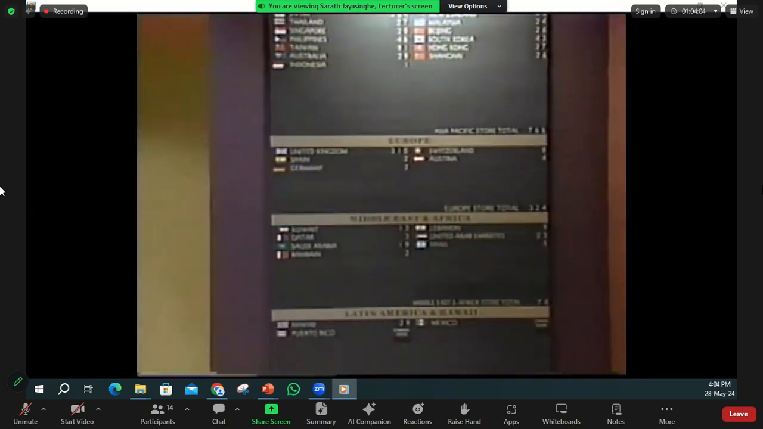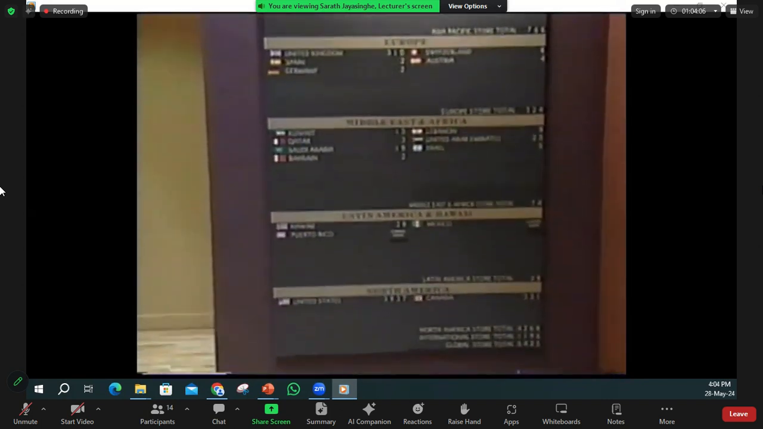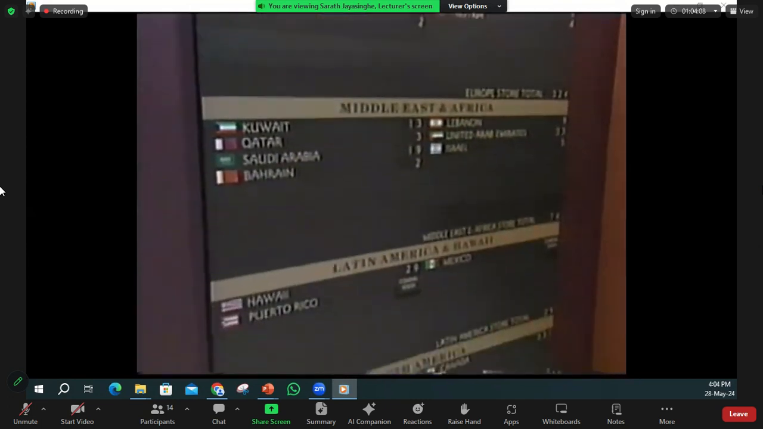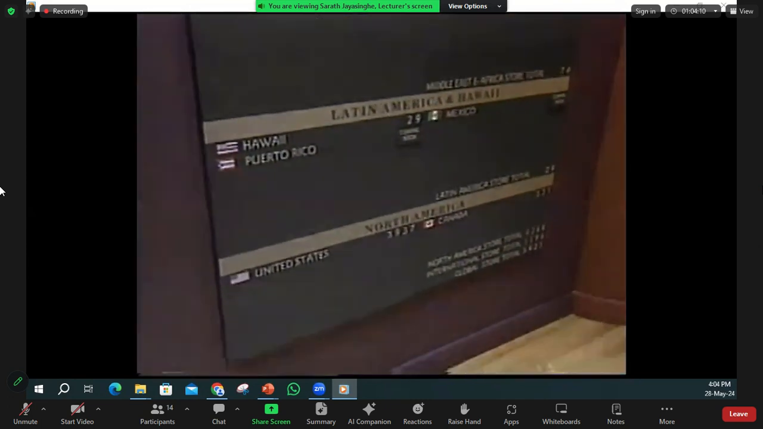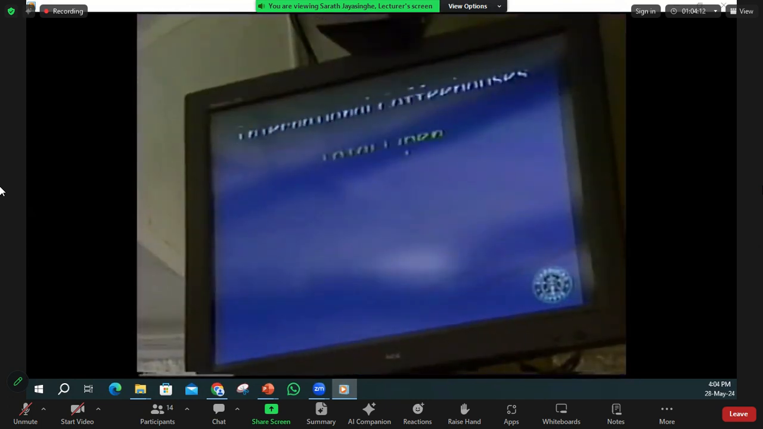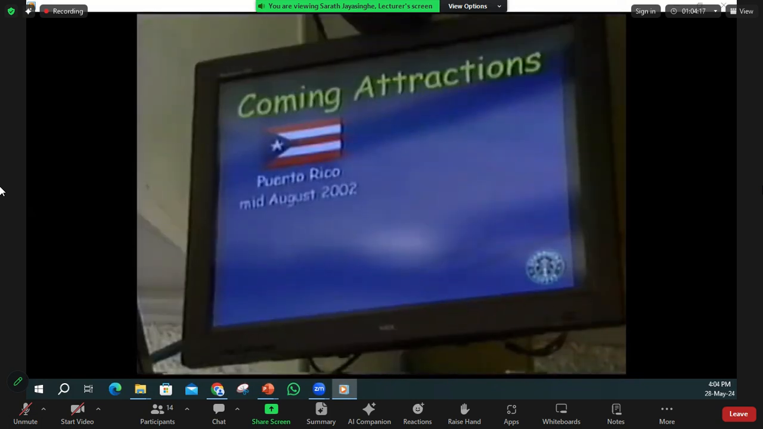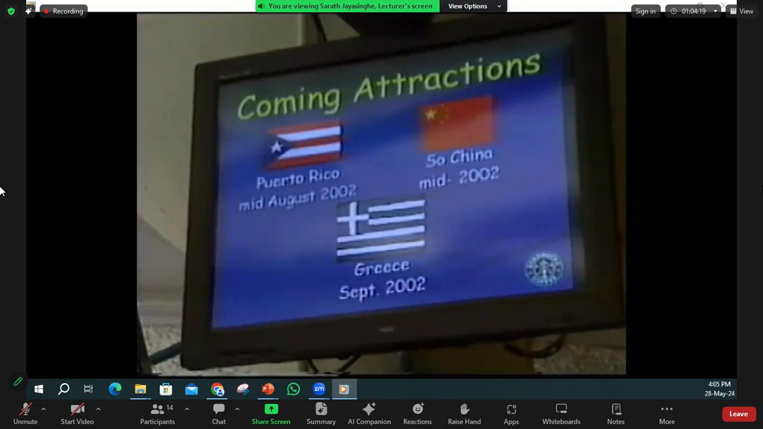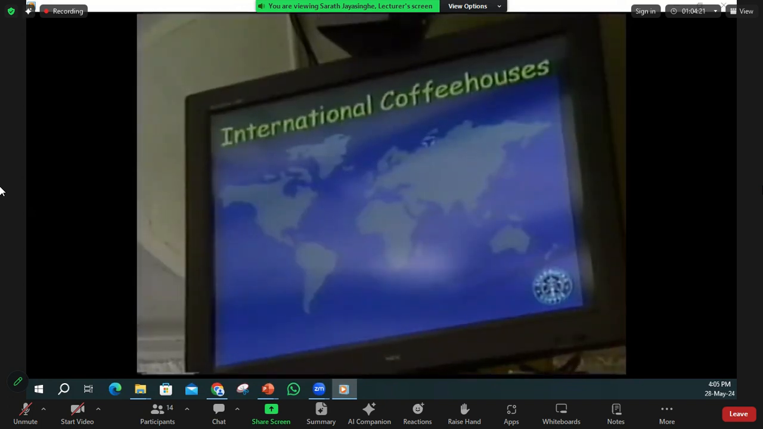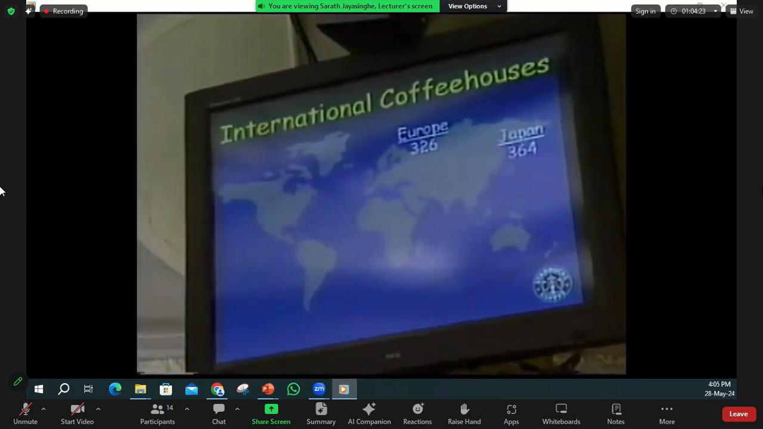The results, by and large, have been spectacular. Starbucks now has more than 5,400 stores worldwide in 27 countries. 700 stores have opened just since October of 2001, and plans are moving forward for new stores in China, Puerto Rico, and Greece. Annual revenue in 2001 topped $2.7 billion.